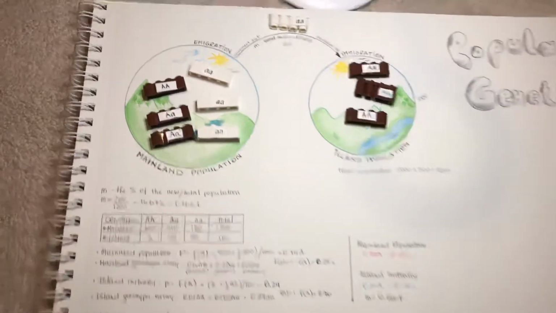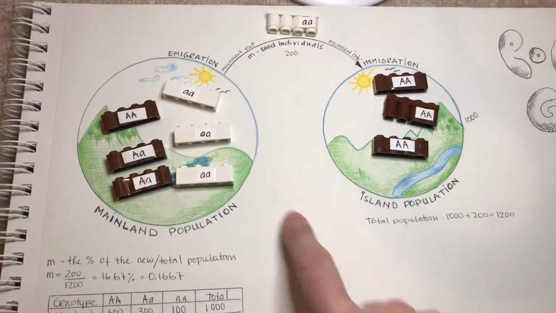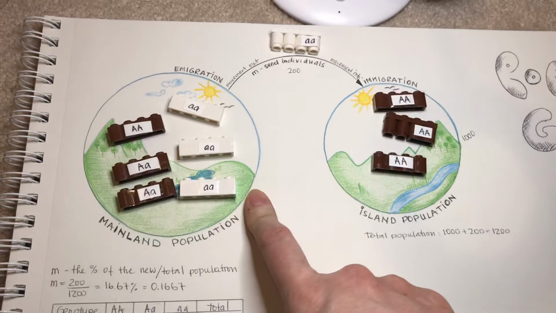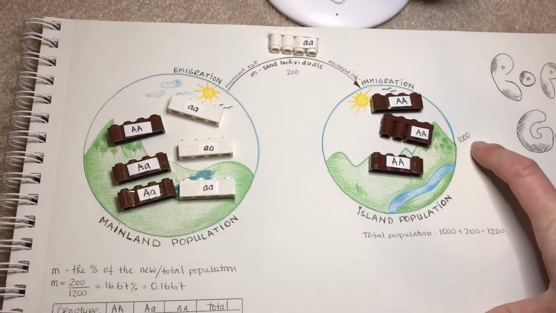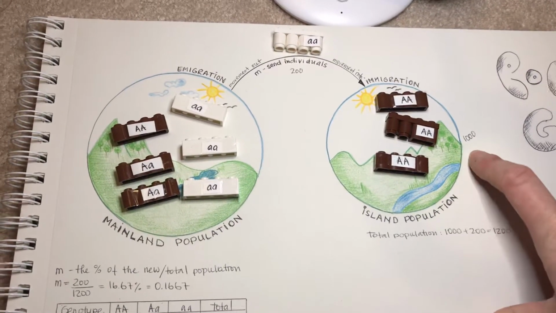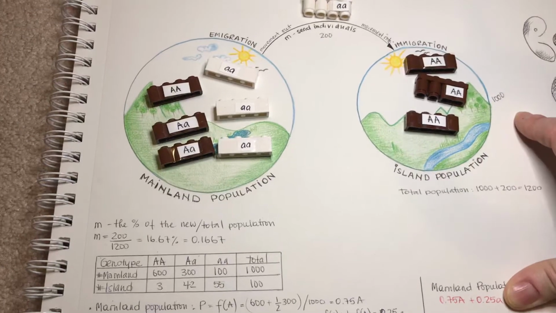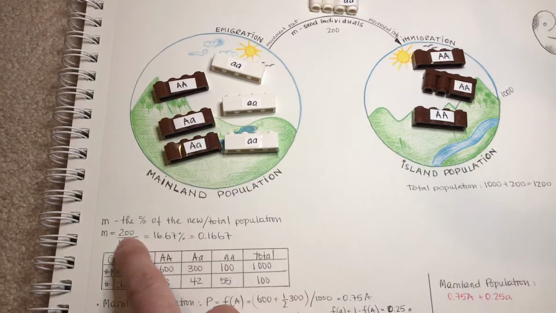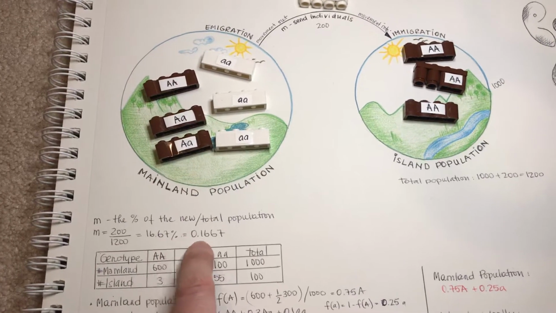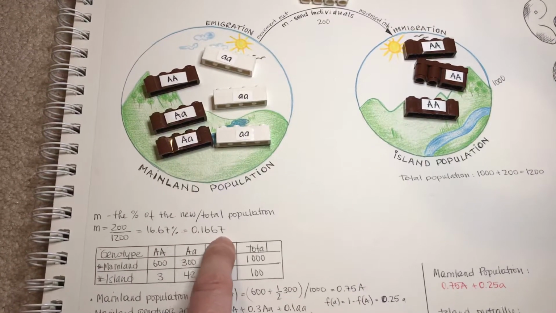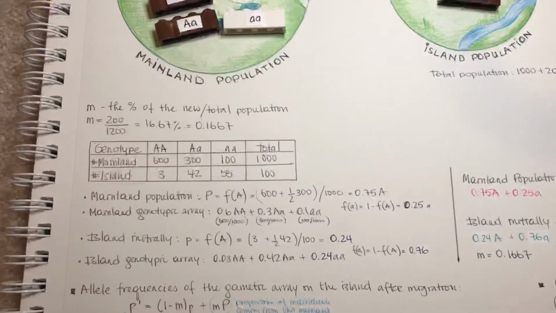Let's assume that we have a population of ducks here. We will assume that 200 of the ducks from the mainland will cross over to the island where the original population was 1,000. With the new 200, the total new population is now 1,200. To calculate the rate of migration, we take the ducks that crossed over over the new total, and that gives us 16.67% or a 0.1667 rate.